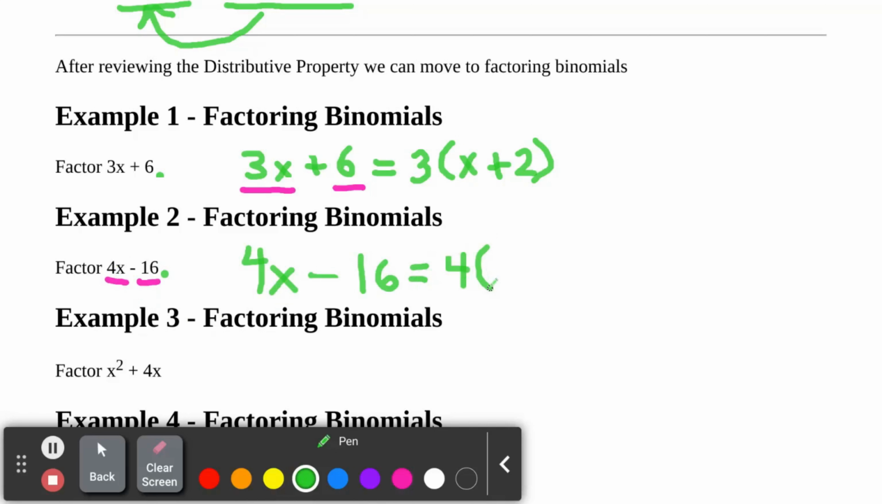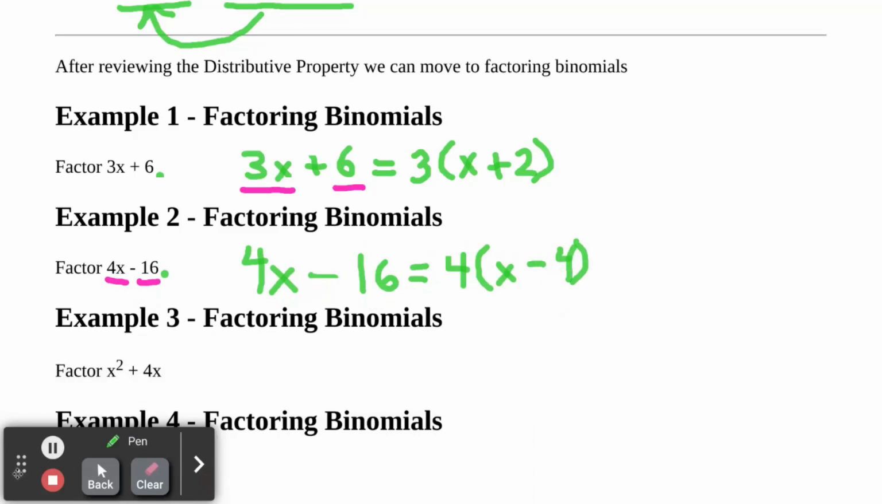And then we have to multiply that by a binomial quantity to make it equivalent to this. So if I do 4 times x, I'm going to get this first part, 4x. And if I do 4 times a negative 4, I'm going to get negative 16. Okay? Let me just move this over here.